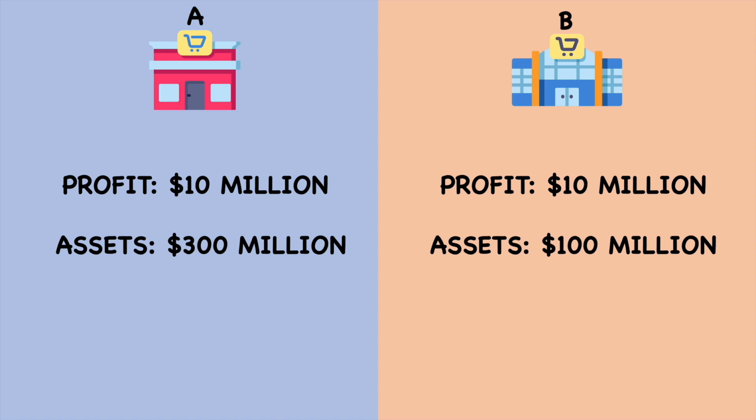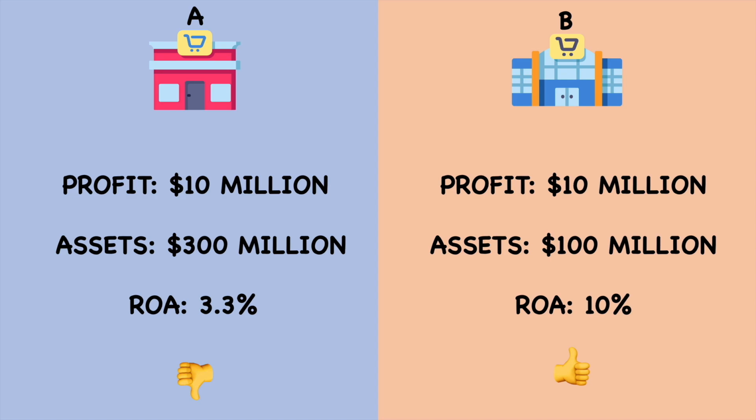In this case, company A has 300 million in assets, while company B has 100 million in assets. If you calculate the ROA, you can see that company A has an ROA of 3.3% and company B has an ROA of 10%. So you can determine that company B is more efficient at generating profits using its assets compared to company A. In general, we want to look for companies with higher ROA, because higher ROA is always better than lower ROA. So where can you find the figures to calculate return on assets?